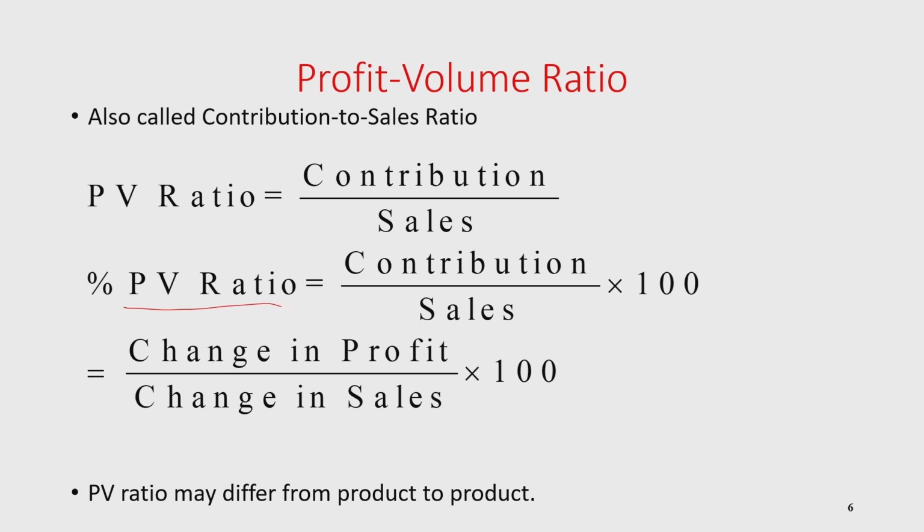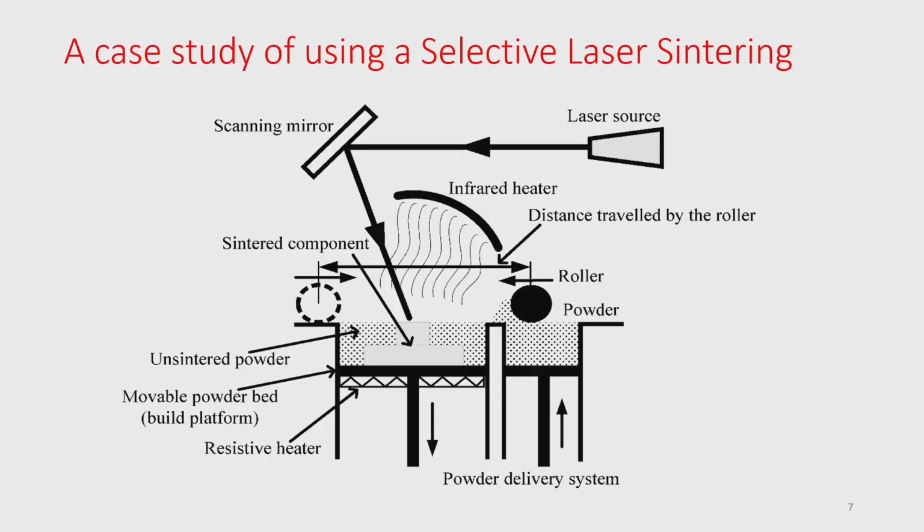So this is contribution by sales into 100, or we can also say it is change in profit divided by change in sales into 100. Now, it is also possible that PV ratio may differ from product to product. In an organization there may be 5 products, and all of them may have different PV ratios. So we have to take an average PV ratio.